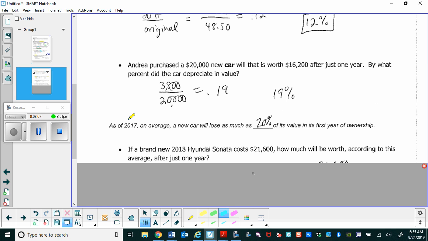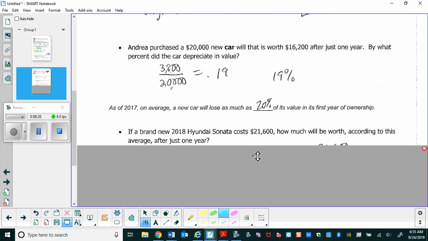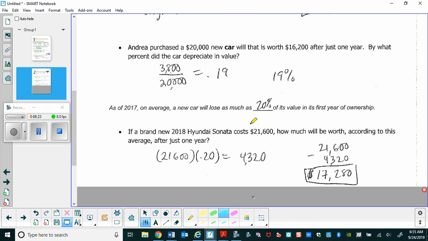Now, it originally says here as of 2017, and I did go back and double check the statistic, and this is still a pretty relevant statistic here. On average, a new car will lose as much as 20% of its value in the first year of ownership. So if we have a brand new Hyundai Sonata that costs $21,600, and according to this statistic, it's going to lose 20%, when we multiply the worth of the car by 20%, we can anticipate that on average, it's going to depreciate $4,320. And if it depreciates that much in value, the car would only be worth $17,280.